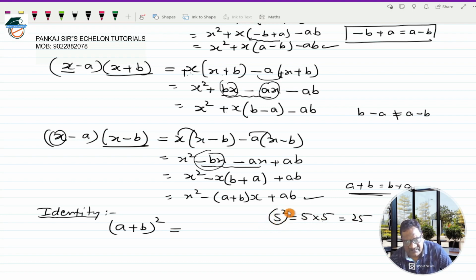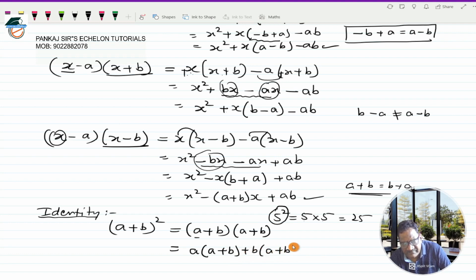So whenever a term is given in this square form, the meaning of that is, a plus b whole square means a plus b multiplied by a plus b again. This is the meaning of it, right? Now when you have two expressions which are identical, and you want to find out the product, same rule you will have to follow. So take the first term, that is a, multiply it by a plus b, then take plus b and multiply by the entire a plus b again.